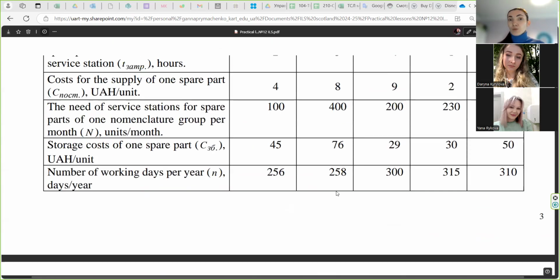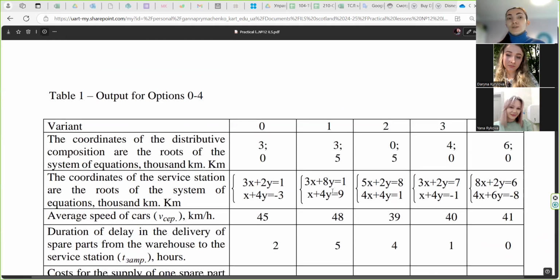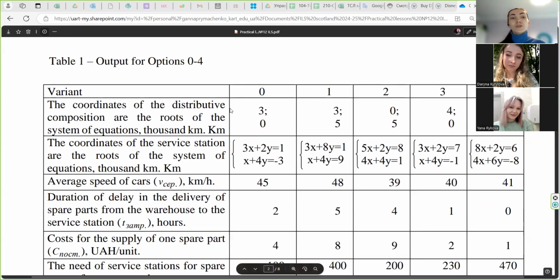Okay, so I propose to start with finding these parameters. Please see table 1 for variants 0 to 4. First, we have the coordinates of our distribution companies or warehouses, where they are located. But we don't have the coordinates of our service station.